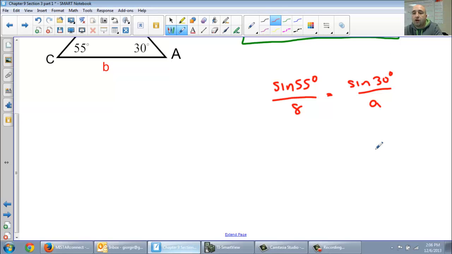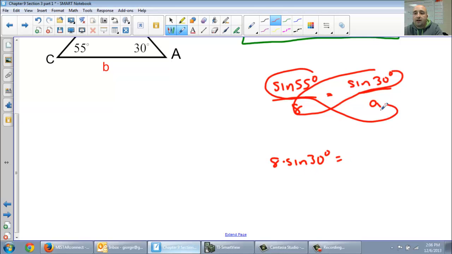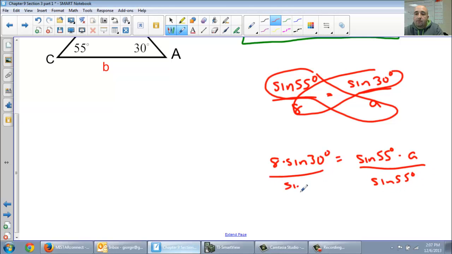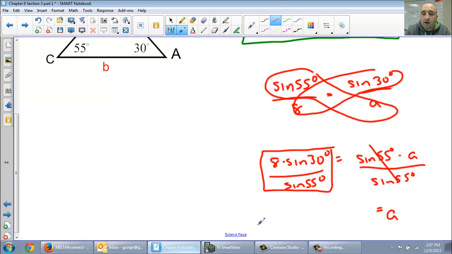Basically, we're going to cross multiply again. 8 times sine of 30 is equal to sine of 55 times A. And then what are we going to divide by to get A by itself? We're going to divide by sine of 55 degrees, divide by sine of 55 degrees. Remember, that's 1. So A is equal to, and now this turns into a big calculator problem where you just have to type it in on your calculator correctly.